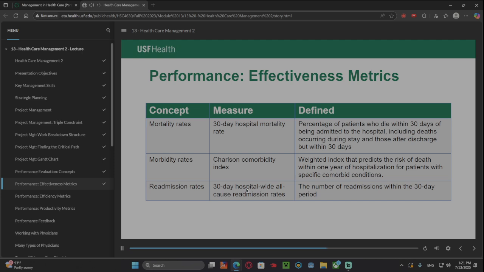For example, one called 30-day hospital-wide all-cause readmission rates. What this does is measure the number of readmissions, that is, someone who comes back to the hospital after being discharged, within a 30-day period. All of these measures calculate how well the healthcare organization is performing in terms of effectiveness. Is it doing what it set out to do?